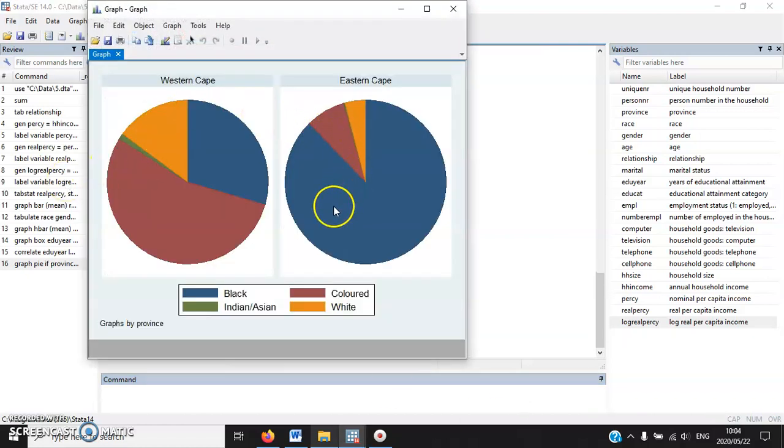Okay. You clearly see the racial composition differs a lot across the two provinces. In the Western Cape, the colored population is most dominant, I think close to 60%. And then in the Eastern Cape, it is the African population that is most dominant. I think it's around 80 or 90% actually.